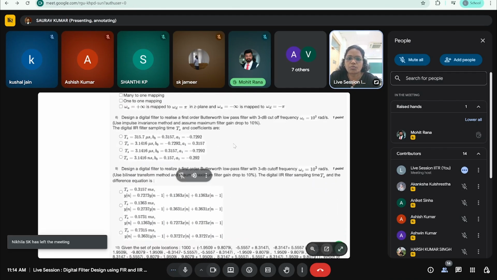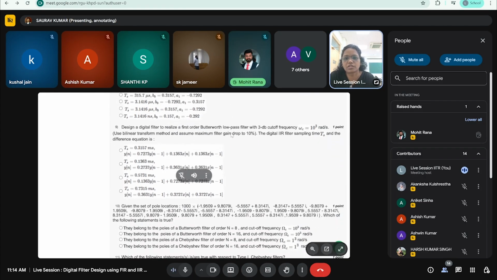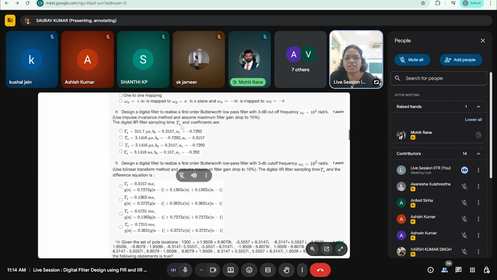And this question, Butterworth filter and use impulse invariance method. I think a similar example is given in the lecture. Please follow the lecture for question 8. You have to find the coefficients. What are the coefficients you get? One feedforward coefficient and one feedback coefficient. And what is the sampling time you obtain for the given specification?